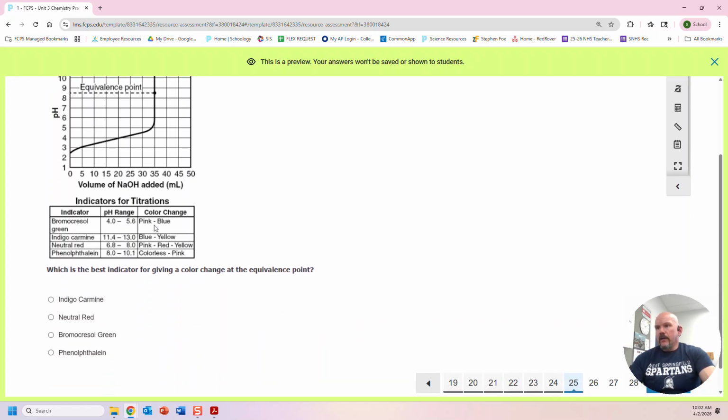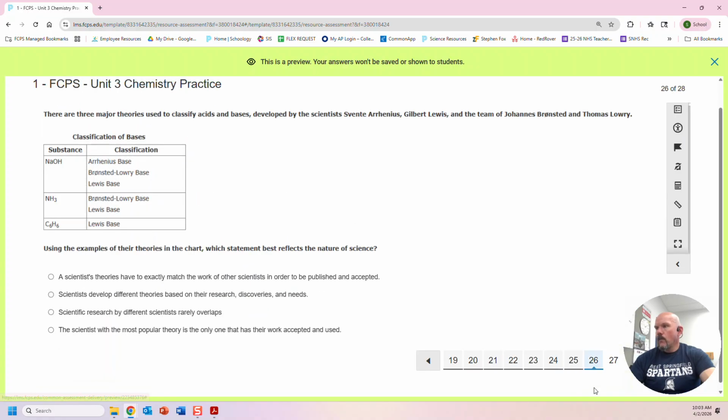So this is telling us the color change and when the color change happens, right? So this indicator would change color between 4 and 5.6. So our equivalence point's at 8.5. So that wouldn't be a good indicator. That would be too high, right? That would still be too low, but this phenolphthalein falls right into the range of where our equivalence point's going to be. So phenolphthalein would be the best indicator.